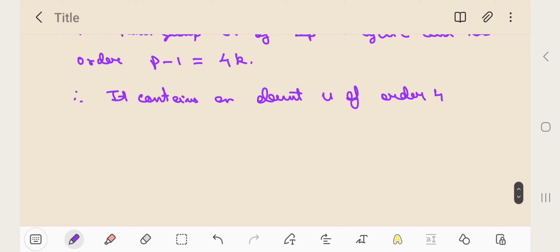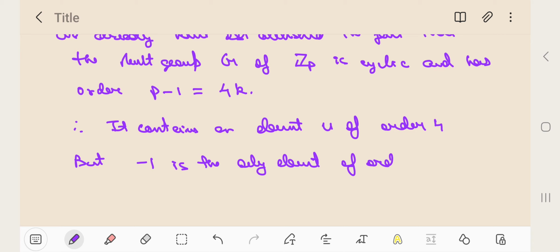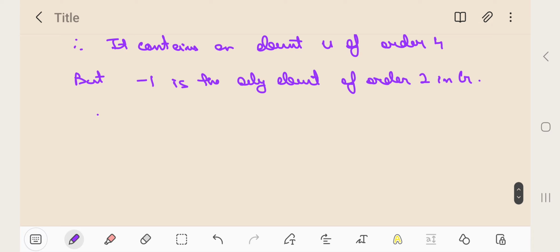But inside this group, the only element of order 2 is minus 1, right? Minus 1 is the only element of order 2 in G. Therefore, I need to have u squared congruent to minus 1 modulo p. Clear? Now here is the trick we would follow.